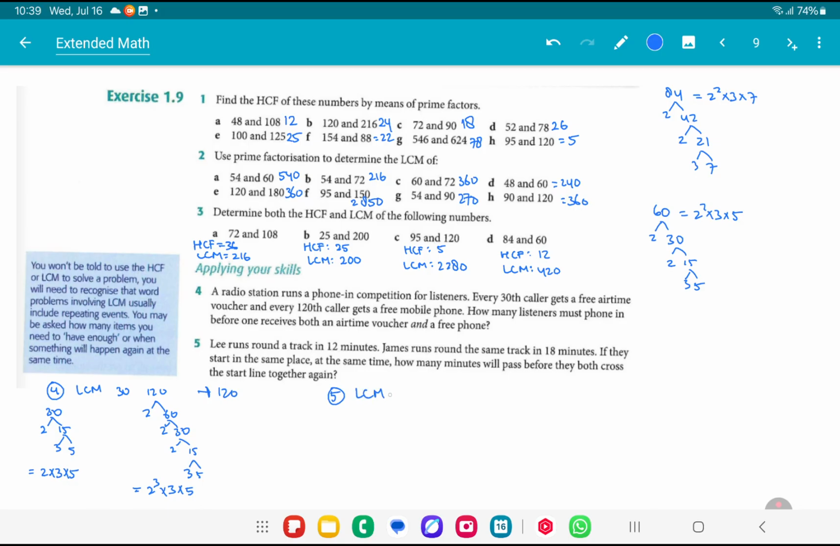So we find the LCM of 12 and 18. 12 divided by 2 equals 6, 2 and 3. So 2 squared times 3. 18 divided by 2, we got 9, and 3 times 3. So 2 times 3 squared. So the LCM is equal to 2 squared times 3 squared. We get 36. So that's all the answer.